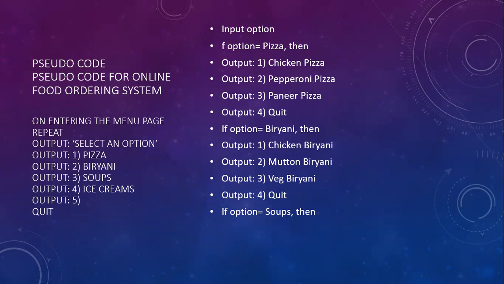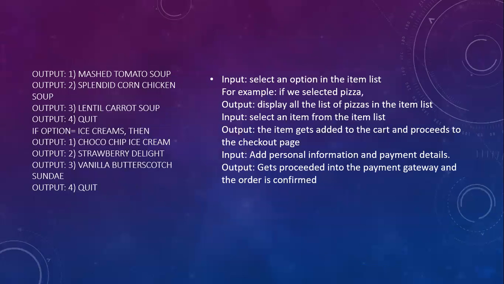After selecting an item, we move to a different page where all these items are placed in a cart, and this cart leads to the checkout page, where we have all the information we need to enter, all the payment details which we need to enter to get the payment done. After entering that, it leads to another payment gateway where it confirms the order and the order is placed.